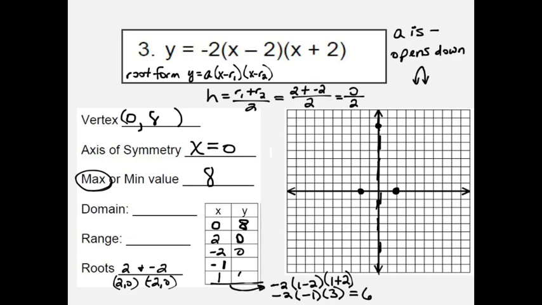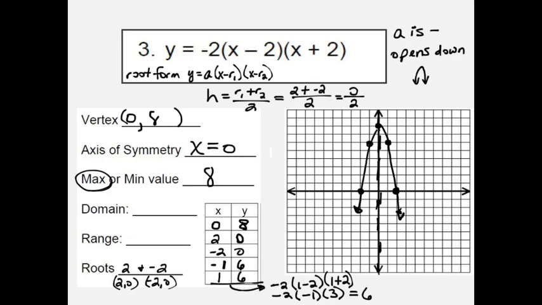Okay. So at 1, I'm at 6, and then I have a mirror image point. If I have a point 1 to the right of the axis, I have a mirror image point 1 to the left. So I also have (negative 1, 6). And then you can sketch your quadratic, and we see it opens down. If you're not sure whether it opens up or down, when you plot your points, you'll figure it out.